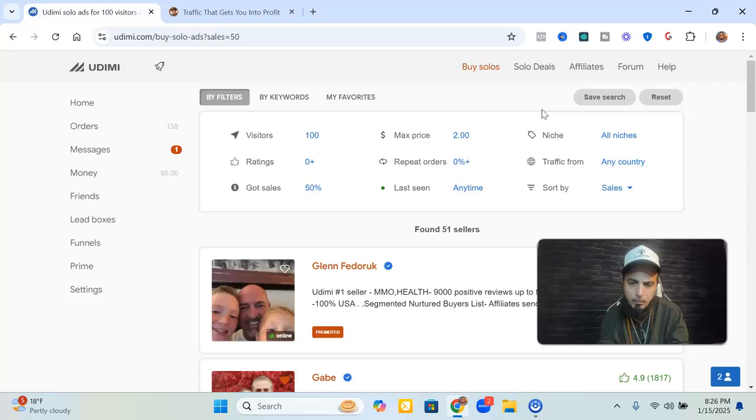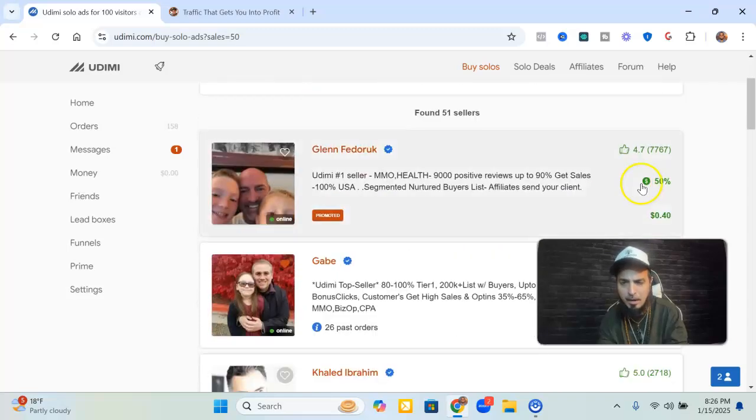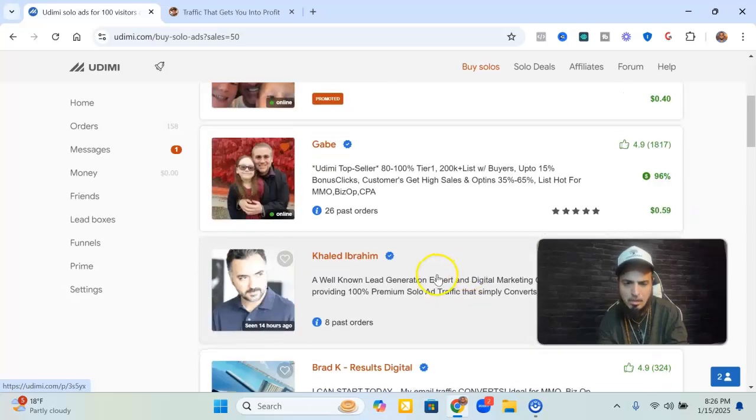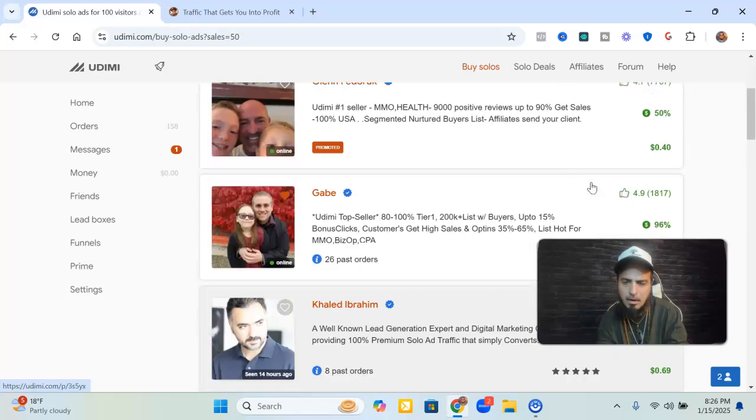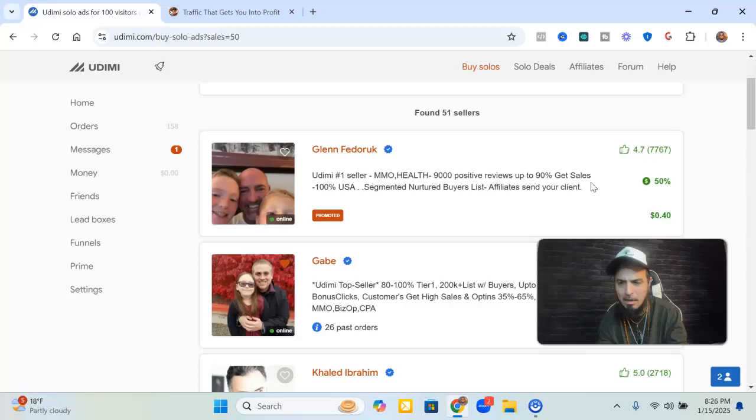So right here is some top people. So really all you need to look at is the number of sales. So here's what I have on the filters, and then you can see right here. I mean, Glenn, I know him personally. Gabe, I know him personally. Khalid, I know him personally. There's a lot of people here, and they are good solo vendors, right?